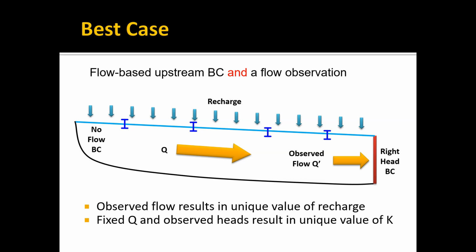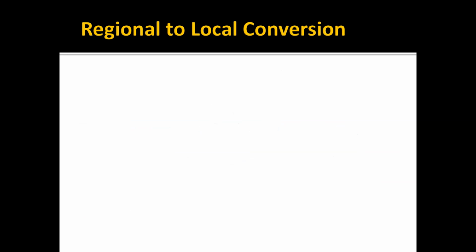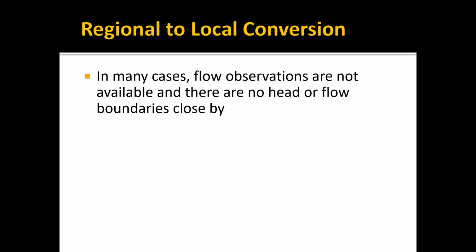However, we can't always come up with the flow rate, either through an observation or an estimate that we feel confident about. And so another way to solve this is to do something called regional to local conversion. Sometimes it's called telescopic grid refinement. So if we do have this case, there are no flow observations available, and sometimes we just don't have any strong head or flow boundaries nearby.